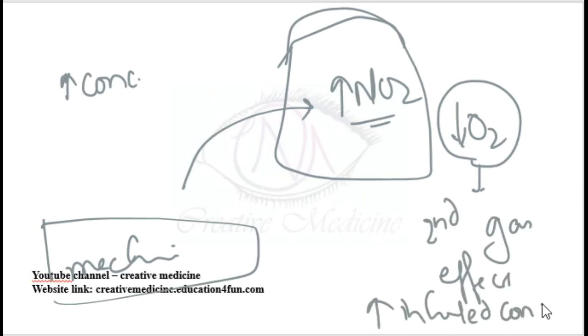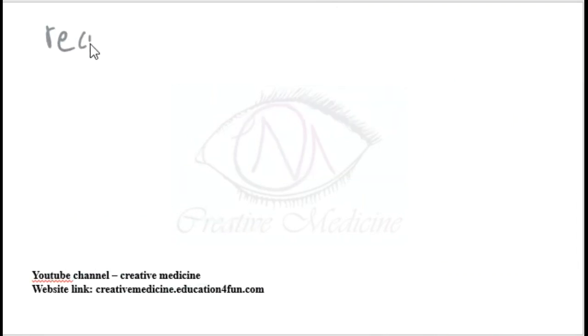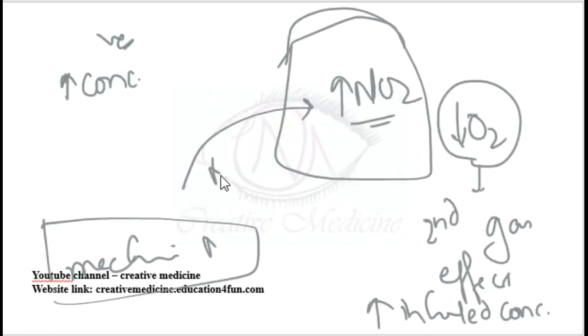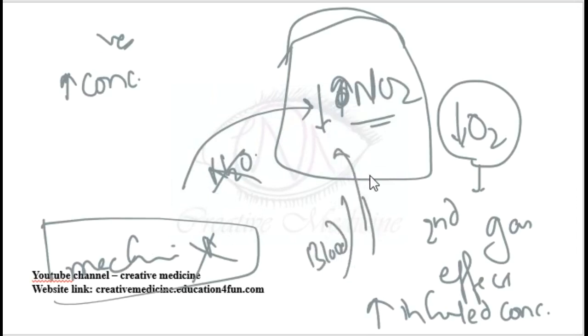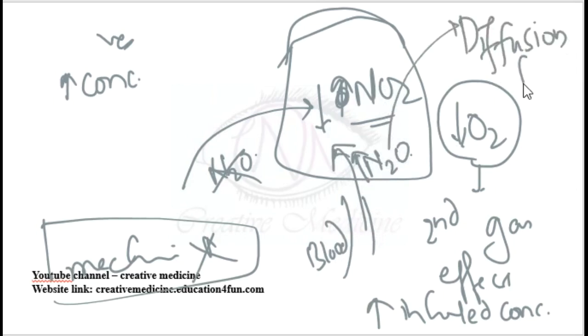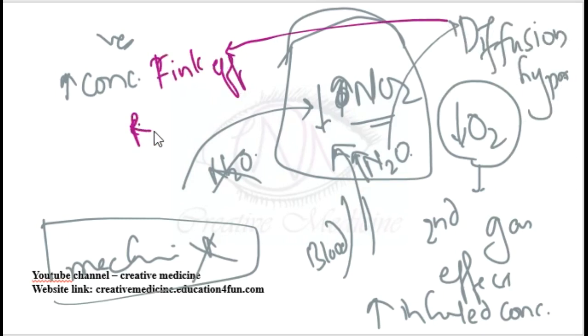On recovery, we will stop the nitrous oxide from the machine, so there is decreased concentration in the lungs. This causes increased flow from the blood into the lungs, thus replacing the oxygen and causing diffusion hypoxia. In this case, the patient will present with dyspnea and respiratory distress. Diffusion hypoxia is also called Fink effect. The treatment of diffusion hypoxia is to give 100% oxygen for 10 minutes.